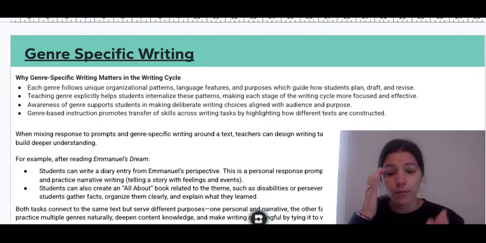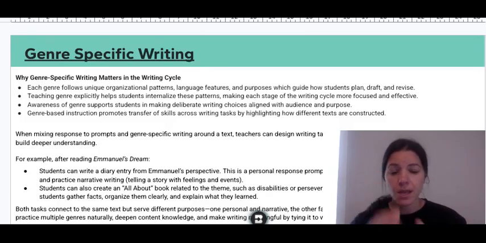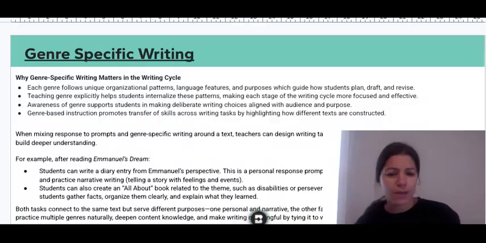So, for example, I chose Emmanuel's Dream, and then had my students respond to a prompt. But then I can also have my students create a narrative writing based off of this, right? Maybe they're going to tell a story about a character and something their character encountered and how their character persevered.